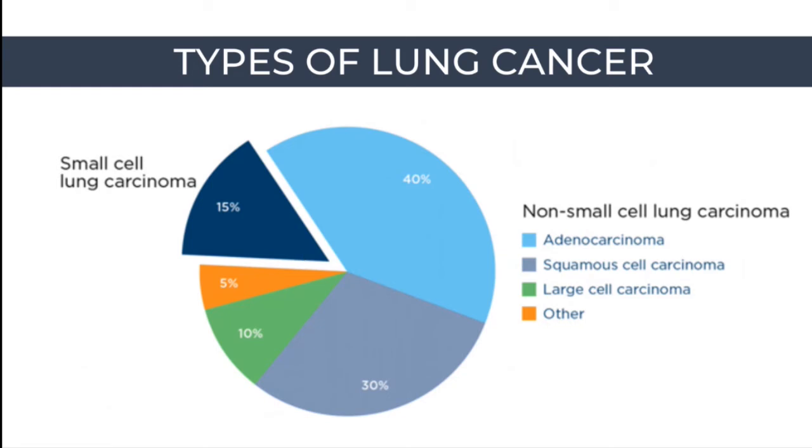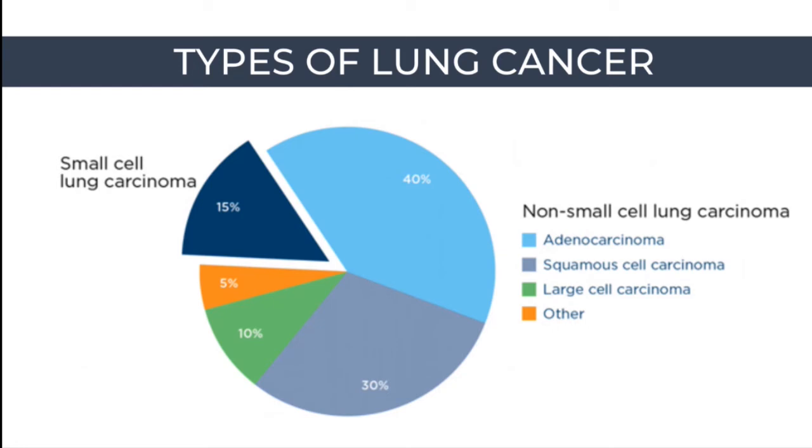Adenocarcinomas usually start in the cells that normally secrete substances such as mucus, so they're gland-forming cells. Oftentimes they're very strongly associated with smoking or former smokers, but it's also the most common type of lung cancer that develops in patients who are never smokers, usually found in the outer parts of the lungs, what we call the periphery.